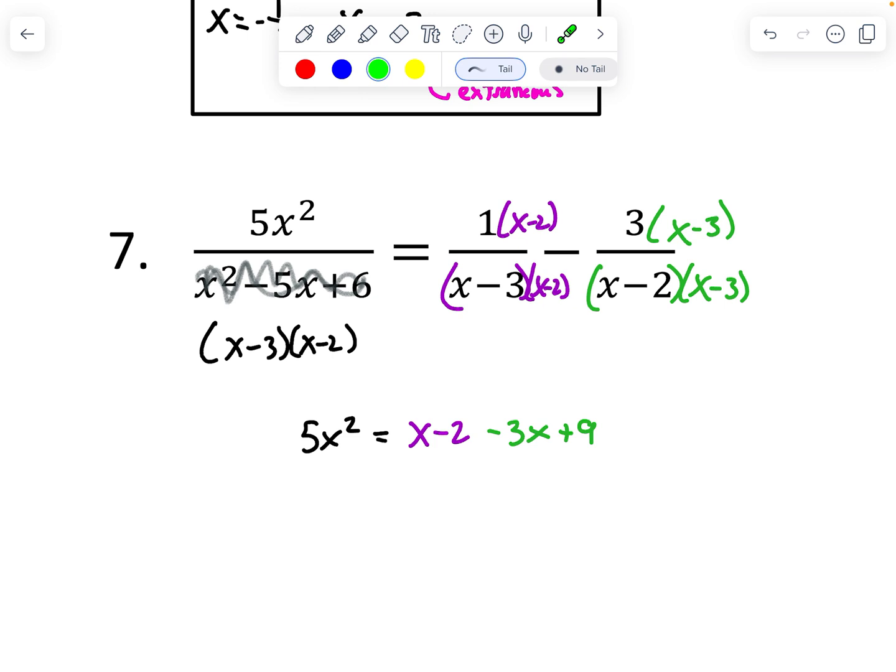And now we have a quadratic again, so let's move all the purple and green stuff to this side. We can combine these first to get negative 2x and then add 2x. So it's 5x squared plus 2x, and then combine these to get 7, but then subtract 7 to move it to the other side equals 0.